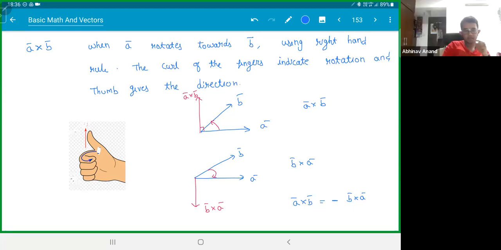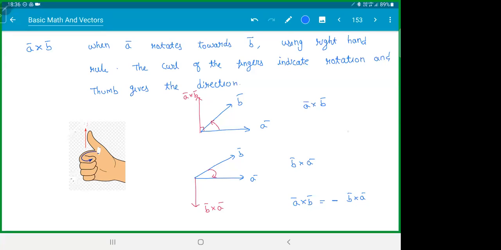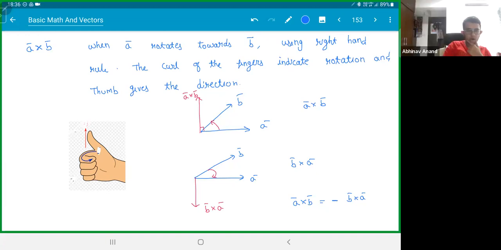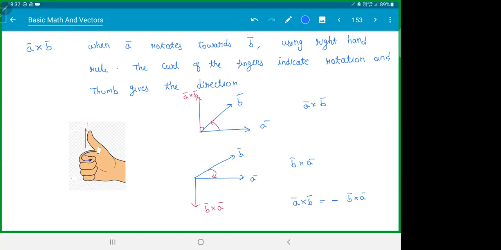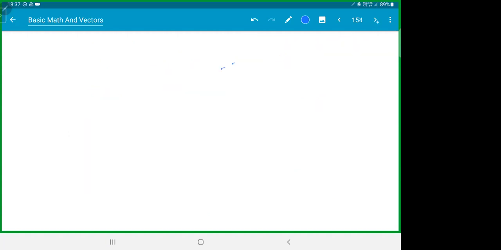A cross B can never be equal to B cross A, right? They can be equal only if both are zero. If A cross B is zero, then B cross A will be zero. If they aren't zero, then they can't be equal. They'll be in opposite directions. Right? Mehan, Ritu, Vidyut, cams on. So what is the physical significance of this?